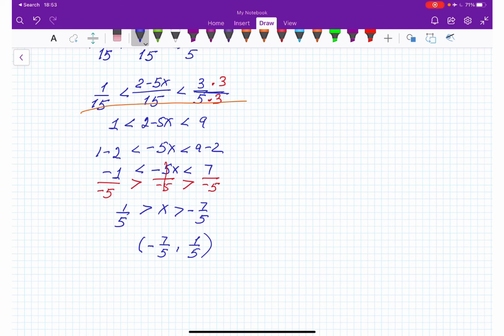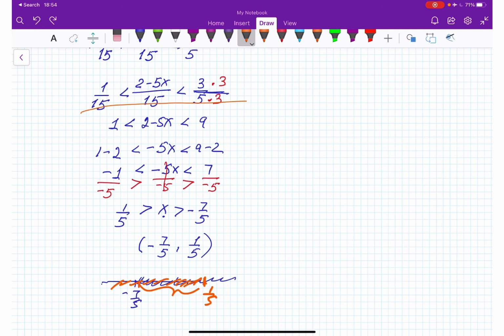Yes? Okay. And if I want to do it by graphing notation, let's say this is negative 7 over 5, right? x is greater, which means it's going to come this way. And x is less than 1/5. So if this is my 1/5, it's going to be less than. So this piece is going to be the solution, and that's exactly what we have here. Okay?